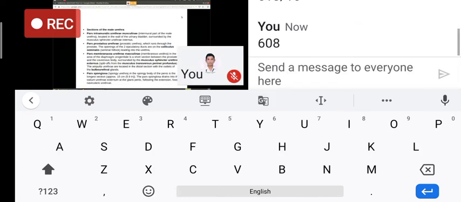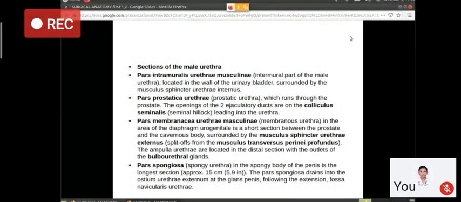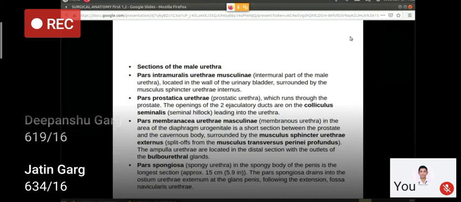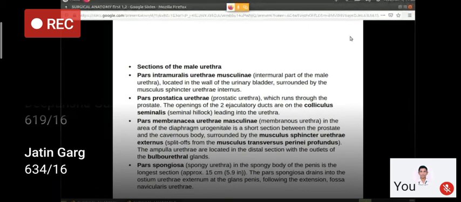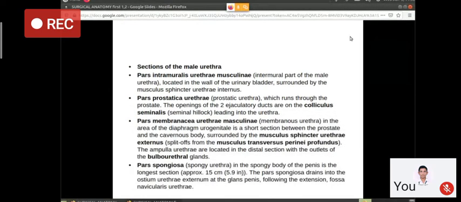The sections of the male urethra: the first one is the pars intramuralis, the intramural part of the male urethra located in the wall of the urinary bladder, surrounded by the musculus sphincter urethrae internus. Then the pars prostatica urethrae, the part of the urethra which runs through the prostate, opening up to the ejaculatory duct on the colliculus seminalis leading into the urethra.